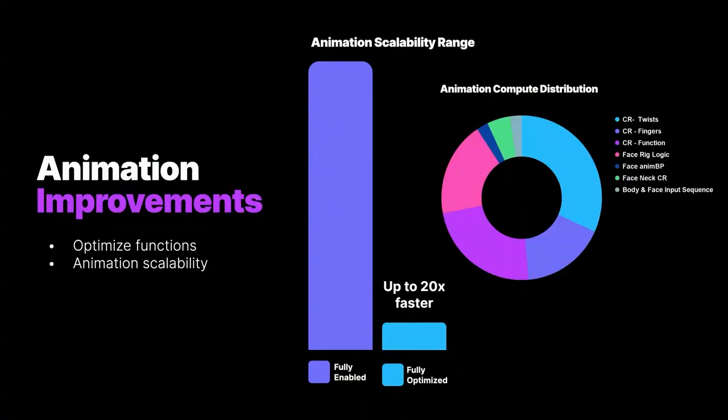We then created tools that allowed you to take your metahuman from a fully enabled high-fidelity character down to only simply running just a skeletal mesh. Depending on your character, you can expect about a 20 times faster difference between a fully enabled and a fully optimized UEFN metahuman. We also made some generic improvements, like optimizing the anim graph and removing unnecessary functions.